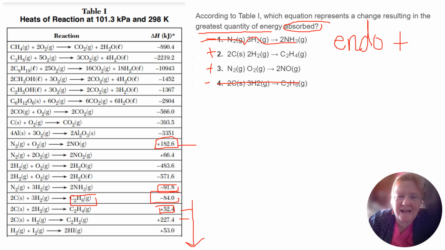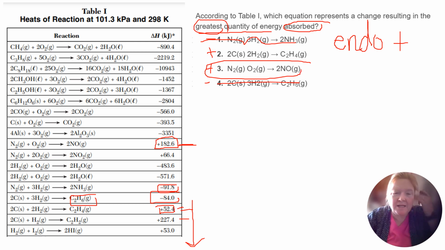But it says now greatest quantity. So let's look at these two numbers. Which one is bigger, right? So that's going to be this one that absorbs the greatest energy. If it was releases greater, I'd have to pick this one right here because that releases more energy. I'm not concerned about the positive or negative, okay? The positive or negative just helps me determine exo versus endo. Then I'm going to look at the value of the number, okay?